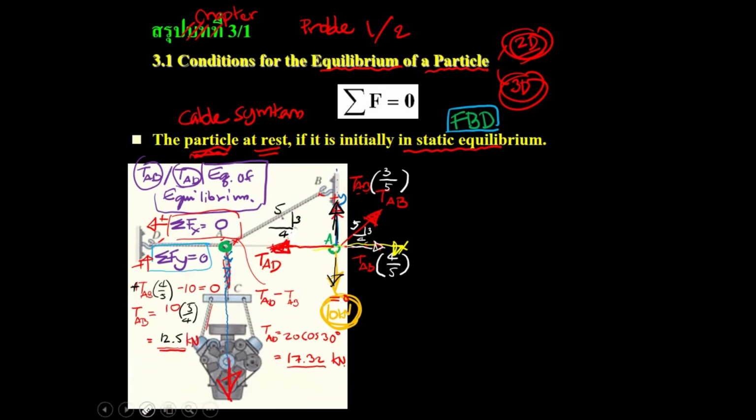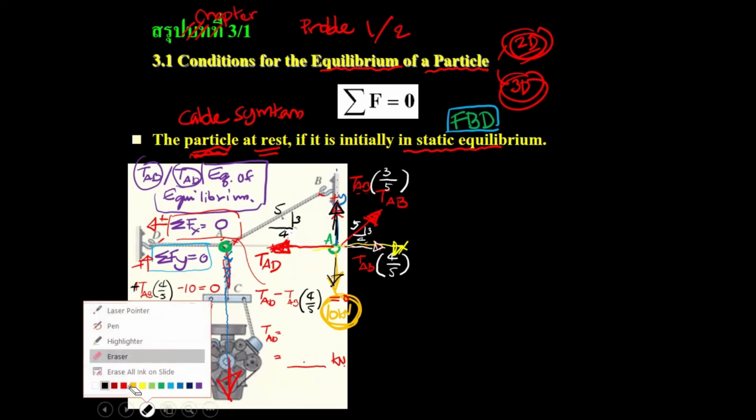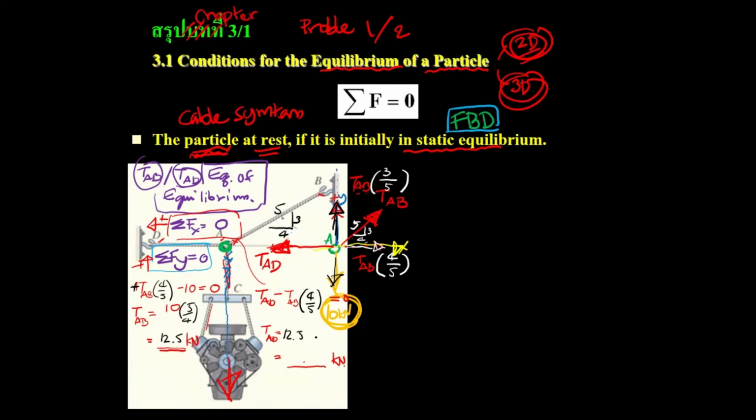But for this one, it's going to be T sub AB times 4 over 5. And then over here, we just change this one to be 12.5, and then times 5/4. That's going to be the answer. Just take 12.5 times 1.25. What did you get? 0.5 times 5 divided by 4. 15.625. This is going to be, it's correct. Not correct. I don't think so.